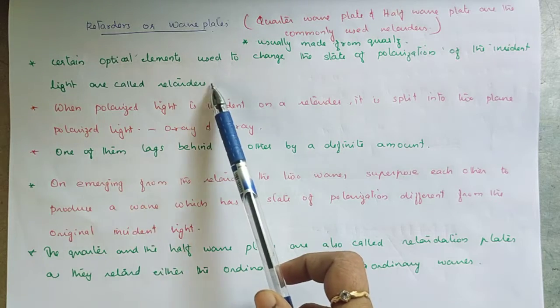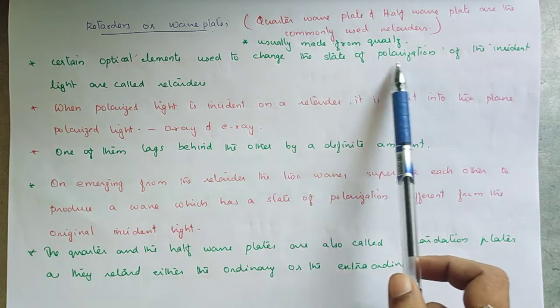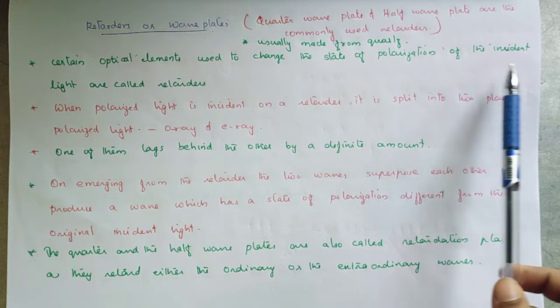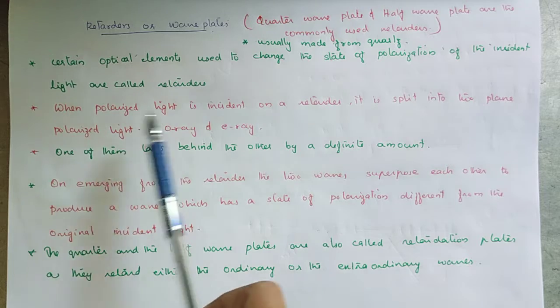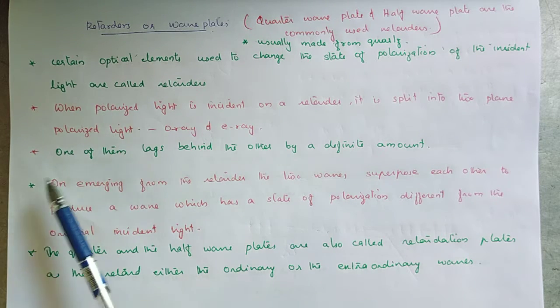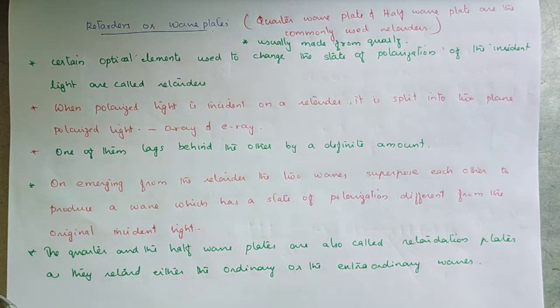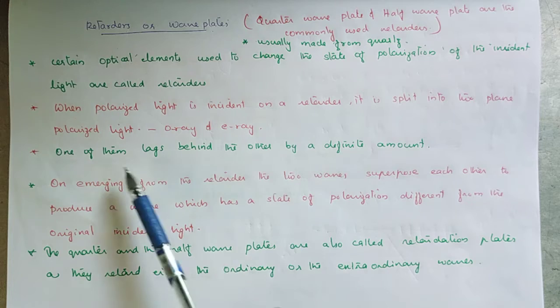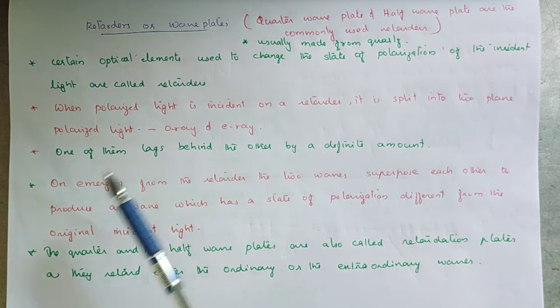They are called retarders. That is, here there is a change of the state of the polarization of the incident light. When a polarized light, not the unpolarized light, is incident on retarders, what happens? It is split into two plane polarized lights, that is, one is the ordinary ray and another is the extraordinary ray.